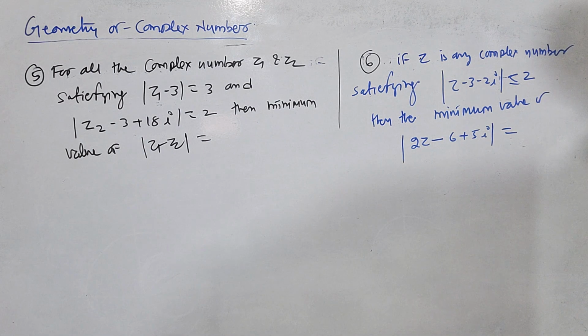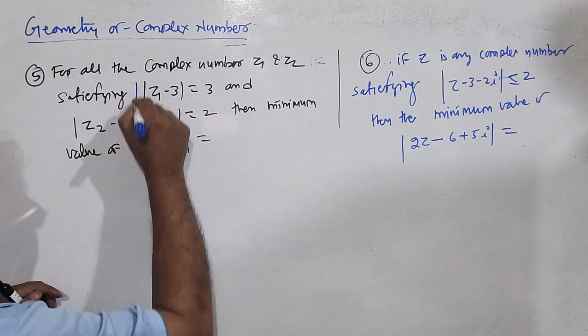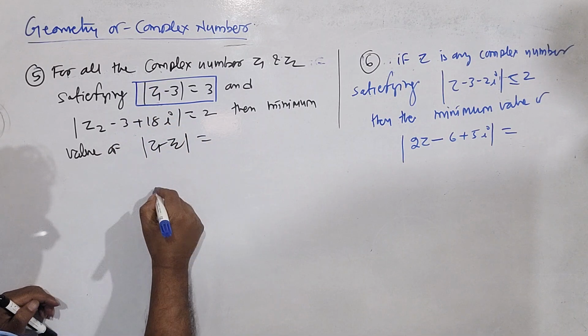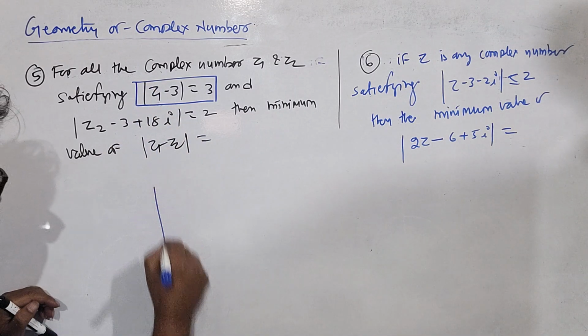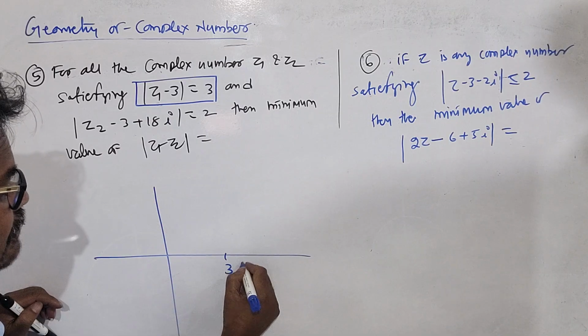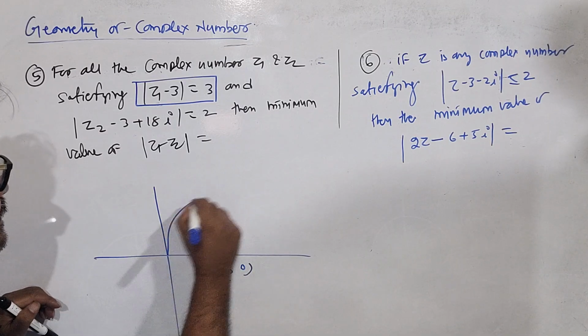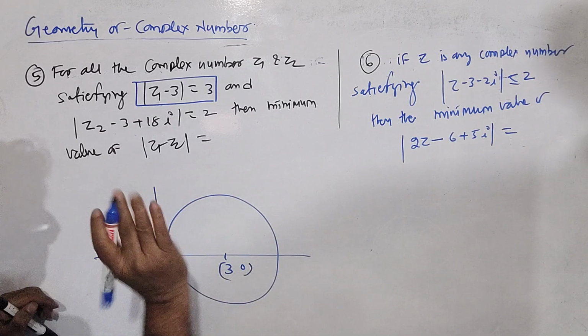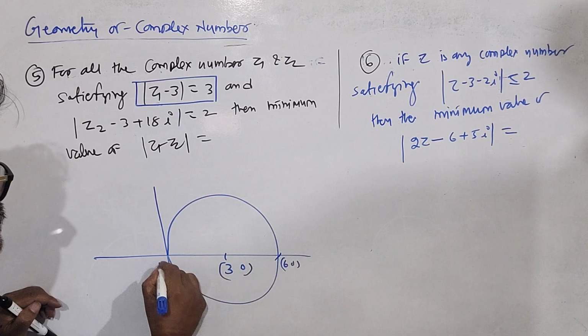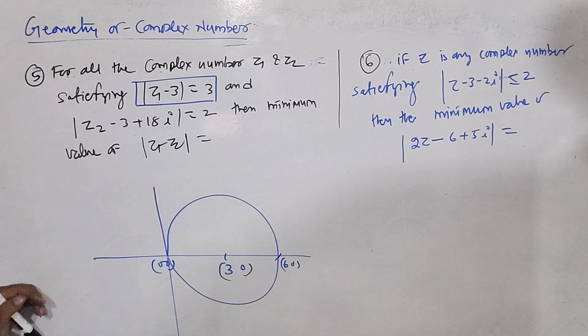For all the complex numbers z1 and z2, there are two complex numbers. The first complex number satisfies this. So what is this locus? It is again a circle with center at (3, 0) and radius 3. Therefore the circle passes through the origin. So this is (6, 0) and this is (0, 0).